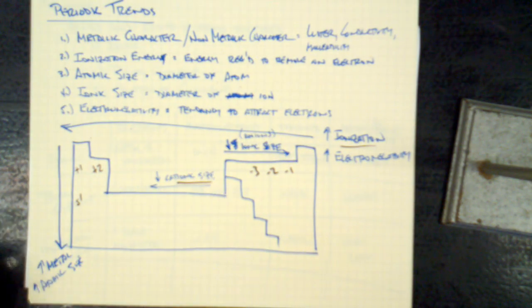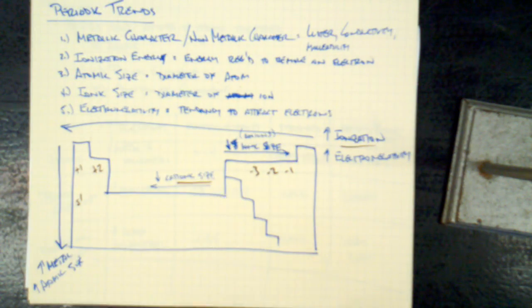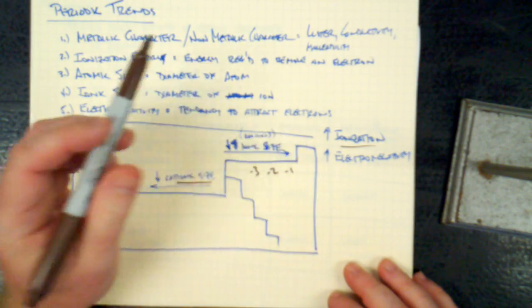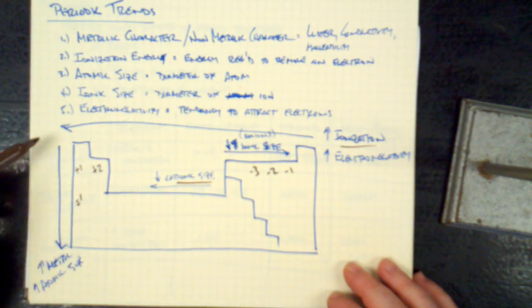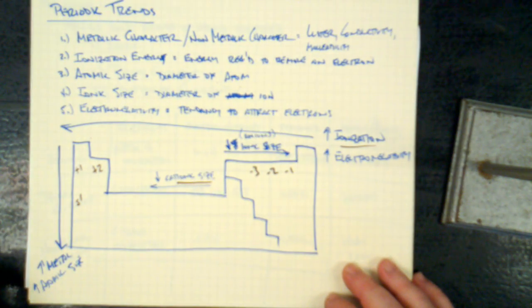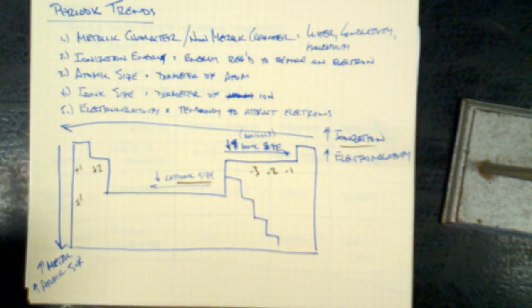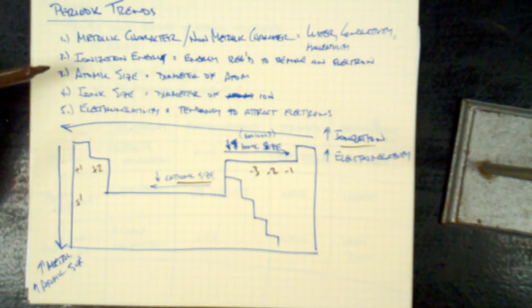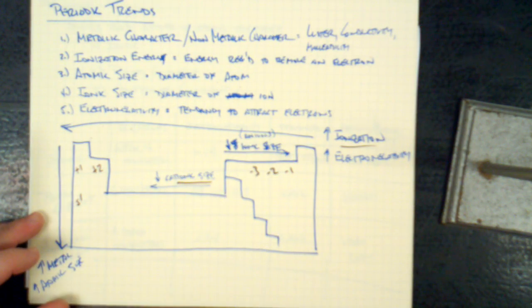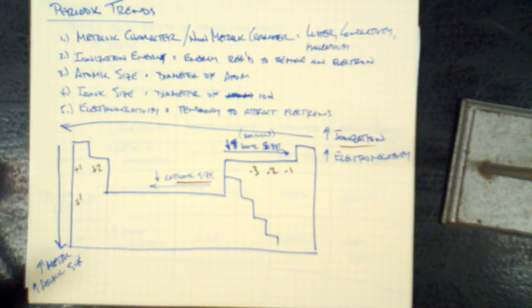And the last piece is electronegativity, which is the tendency to attract electrons. The most electronegative elements are up here in this corner. So therefore, this corner is most electronegative, this corner least electronegative. So that's what we know about periodic trends and how the modern atomic theory plays into that.